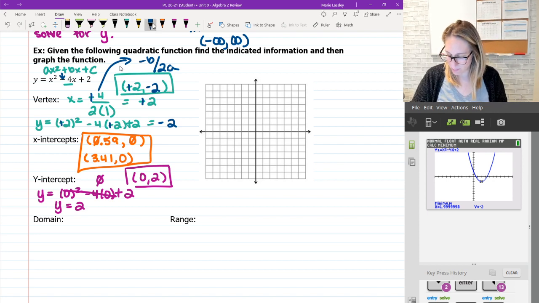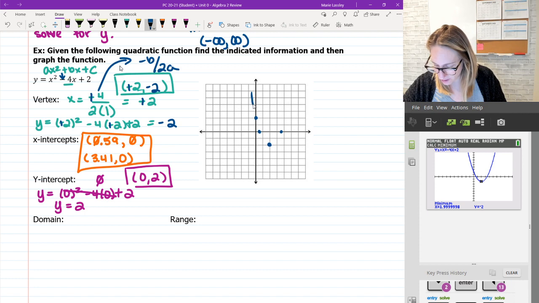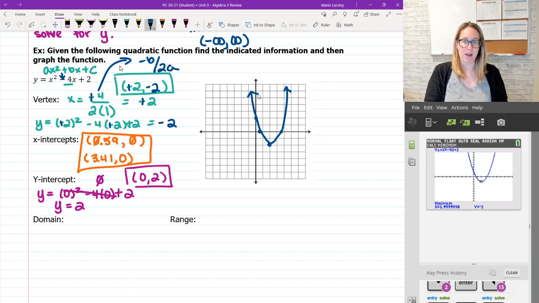All right. So positive 2, negative 2. That's our vertex. Now our x-intercepts are going to be at 0.59, so right there, and 3.41, so 1, 2, 3.41, something like right there. And then our y-intercept is 0, 2, so right about there. All right, so when we sketch our function, we get something that looks like this. There we go. Now, last but not least, domain and range.